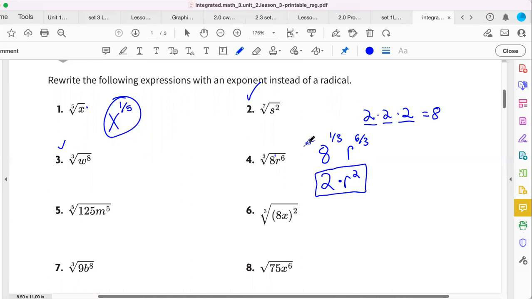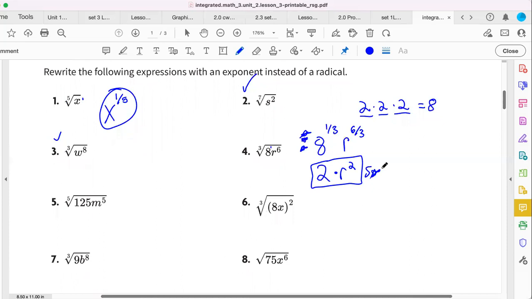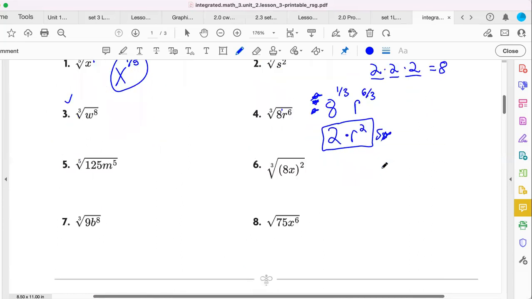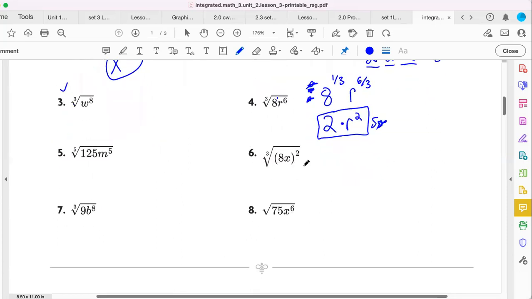So this is like pretty decent. I'll give it 3 stars. This I'd give 5 stars though. Capiche? Makes sense. 6, you might want to clean up a little bit before you start throwing that 3 around. You may want to consider squaring this 8x. So that really, you're taking the cubic root of 64 x squared. Because 8 squared gets you 64, x squared gets you x squared.